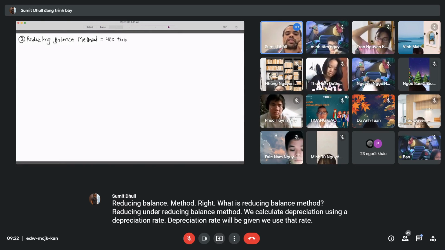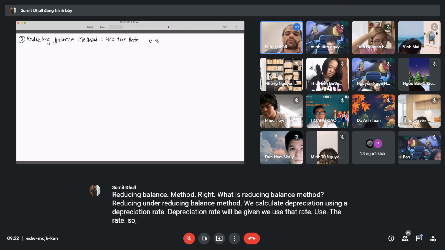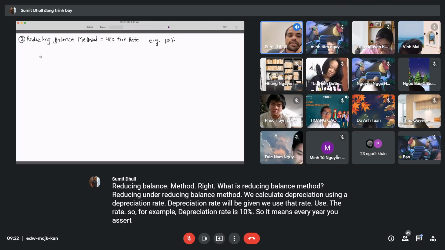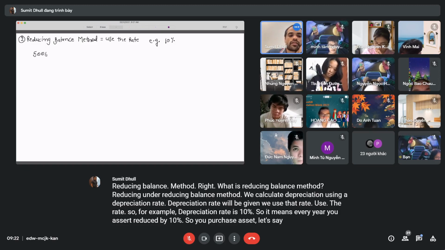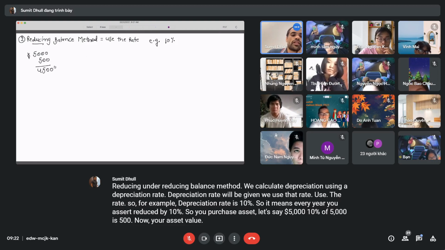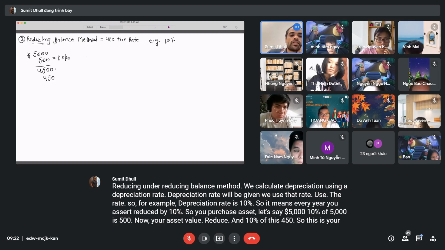Use the rate. So for example, if the depreciation rate is 10%, it means every year your asset reduces by 10%. So you purchase an asset, let's say $5,000. 10% of 5,000 is 500. Now your asset value reduces, and 10% of this is 450. So this is your depreciation for the first year.